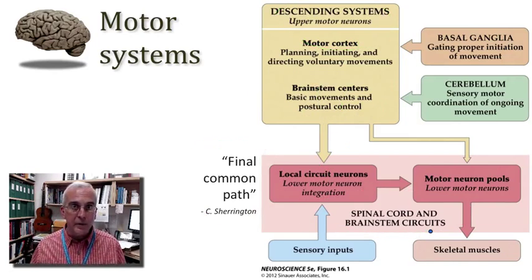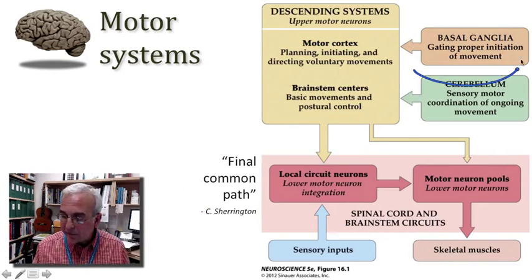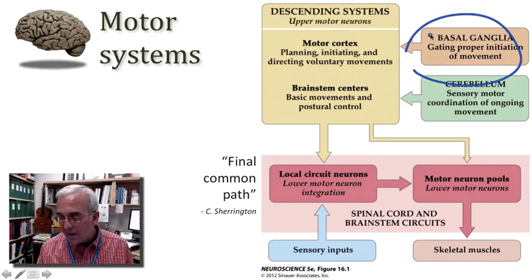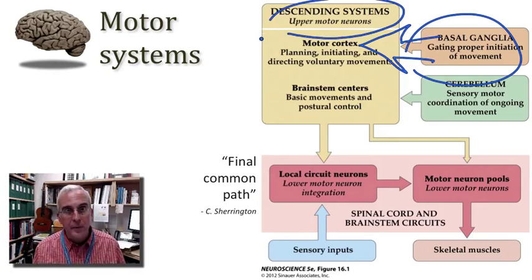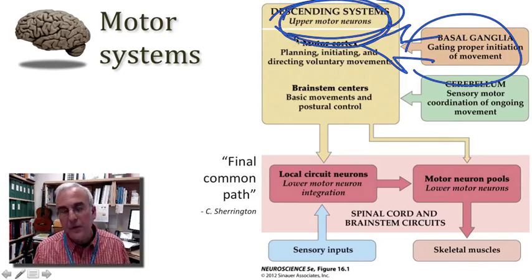Now notice how the basal ganglia fits into all of this. The basal ganglia are off here to the side. The basal ganglia interact not directly with lower motor neurons, but they interact with upper motor neurons. So when it comes to identifying the anatomical pathways that are involved in basal ganglia function, we're going to be concerned with understanding how does the basal ganglia get information about the intention for movement, and then how does the output of the basal ganglia influence the function of these upper motor neurons.